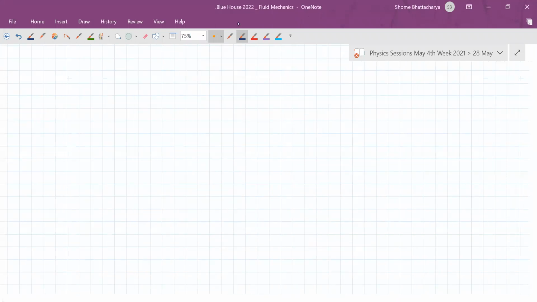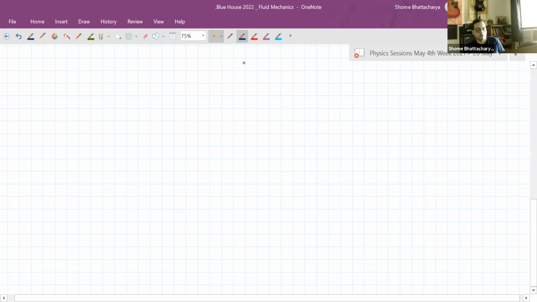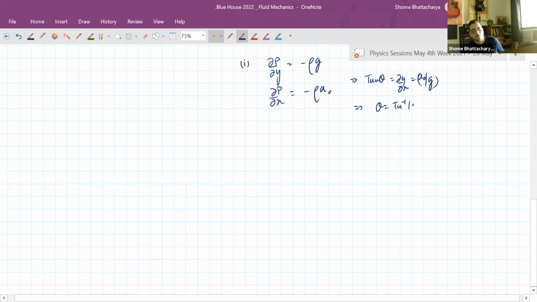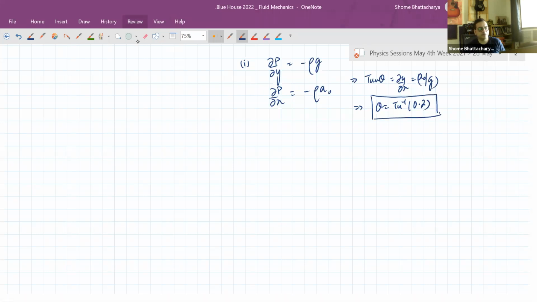As I was saying, the first part is formula based. The vertical pressure gradient is minus rho g. The horizontal pressure gradient is minus rho a. So tan theta can also be understood as the ratio of the horizontal pressure gradient to the vertical pressure gradient. So theta is tan inverse 0.2 or 1 by 5. You can leave the answer this way only. You don't need to find the value of theta.